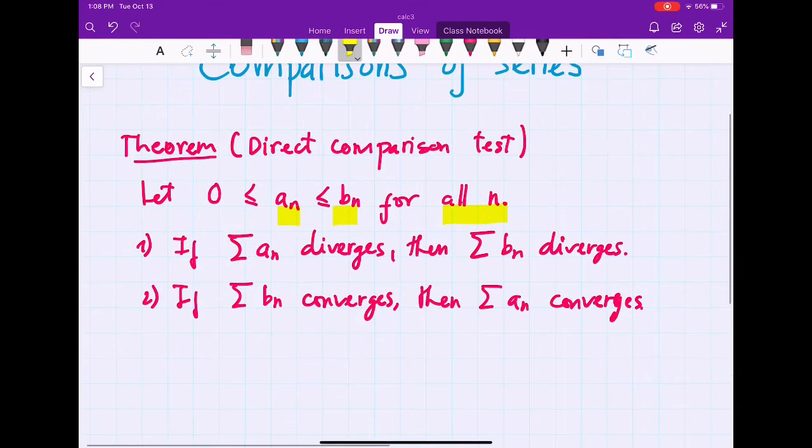Then if the smaller one, the series of a_n, diverges, then the bigger one also diverges. And if the big one converges, then the smaller one converges. So that is direct comparison. I have to mention one thing, right? Again, we are interested in convergence of those series.